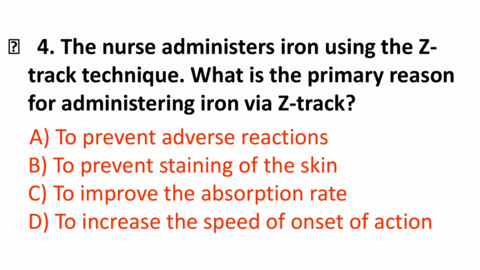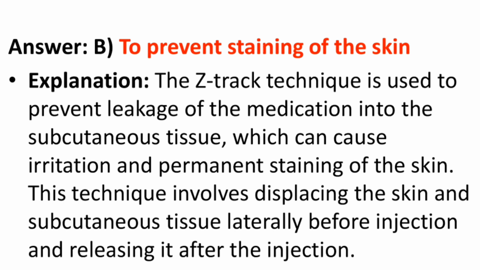Next question. The nurse administers iron using the Z-track technique. What is the primary reason for administering iron via Z-track? Option A, to prevent adverse reaction. Option B, to prevent staining of the skin. Option C, to improve the absorption rate. Option D, to increase the speed of onset of action. The correct answer is option B, to prevent staining of the skin.